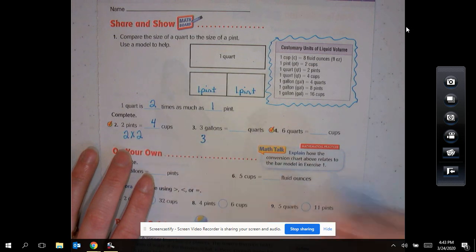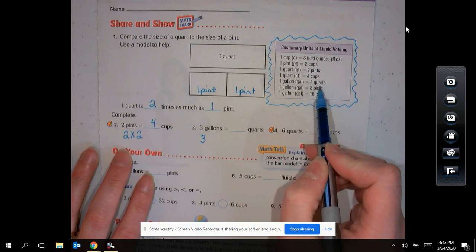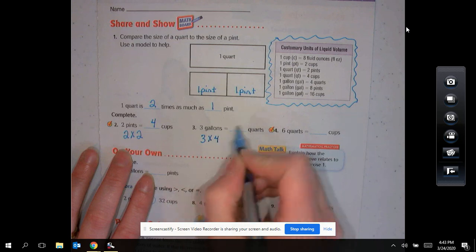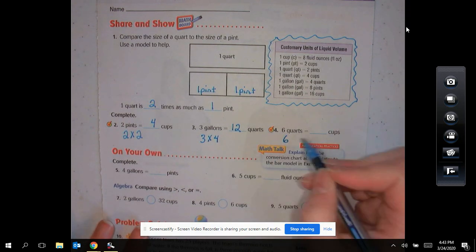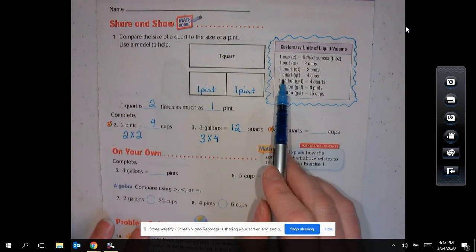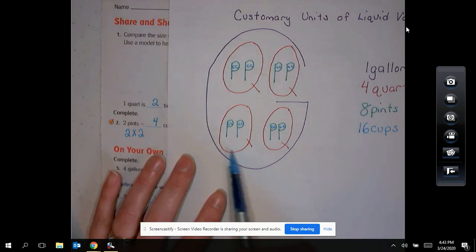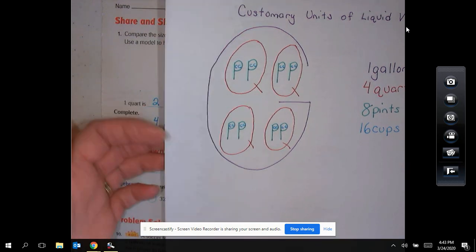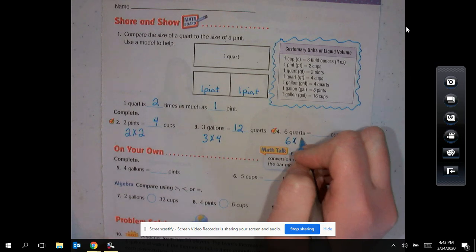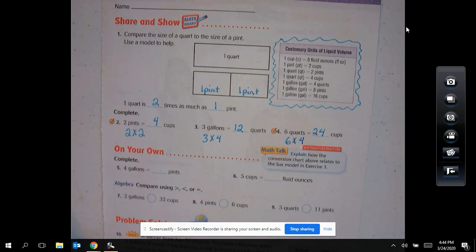3 gallons, so we start with 3. We're going gallons to quarts, so we find gallons, match it to quarts. 4. Big to small, 3 times 4 is 12. Number 4, we have 6 quarts, quarts to cups. We look at our chart, quarts to cups makes 4 cups. Or if you look inside our picture, 1 quart has 1, 2, 3, 4 cups inside one of those Q's. So times 4 makes 24 cups.